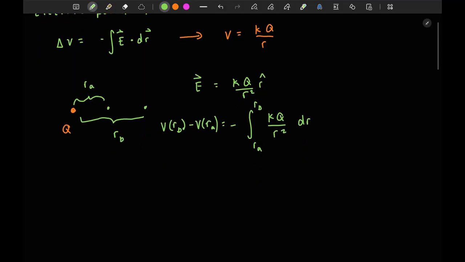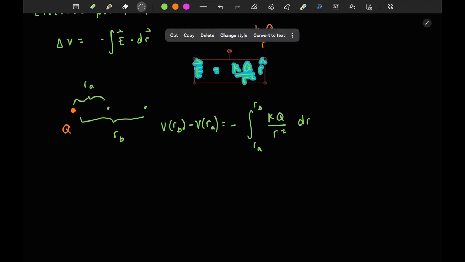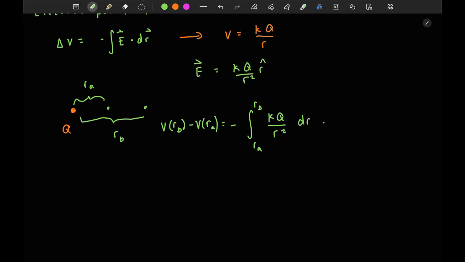Let's go ahead and evaluate this. The integral of KQ over R squared is going to be equal to negative KQ over R. Remember, we have an overall negative sign out front as well, evaluated from RA to RB. And so what does that give us? I'll cancel the two negatives. We end up with KQ over RB minus KQ over RA as our result.